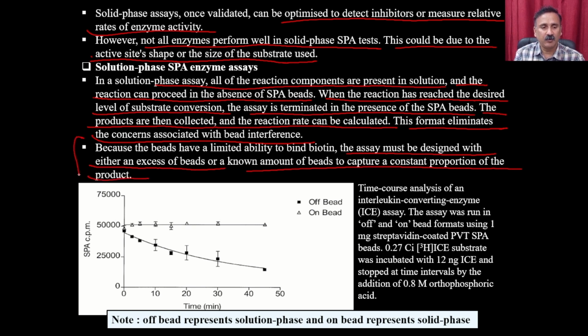So this is a very important point: you should have enough beads so that you are able to capture all the substrate or the product, and give a real representation of the concentration of the substrate at that particular moment. If there is a shortage of beads, then the actual substrate concentration is going to be very high, but the observation you get from the reactions is going to be on the lower side.